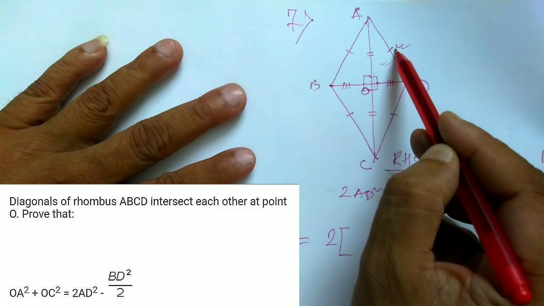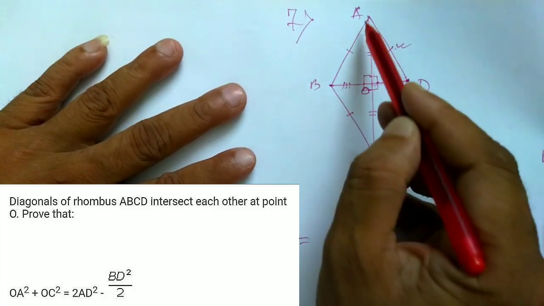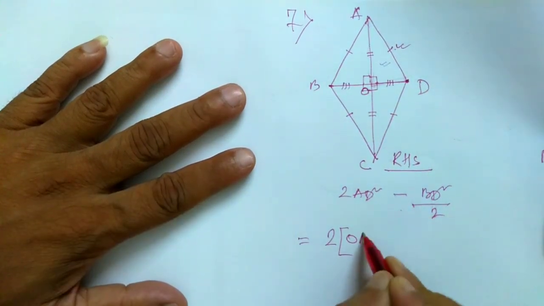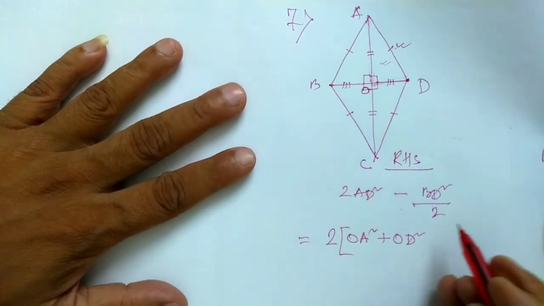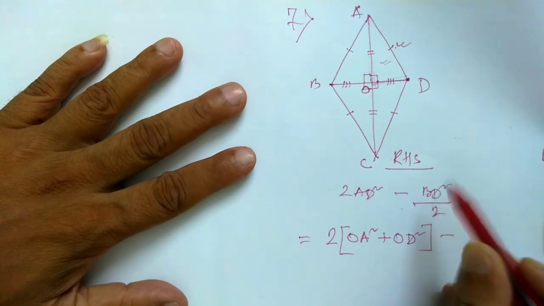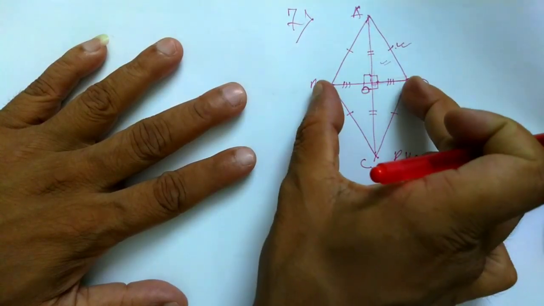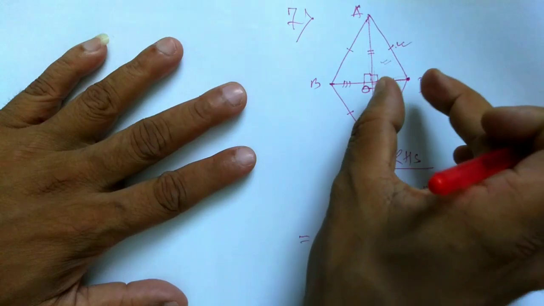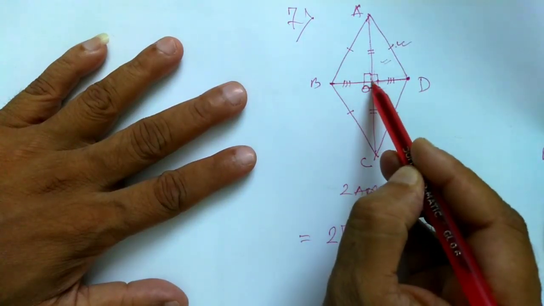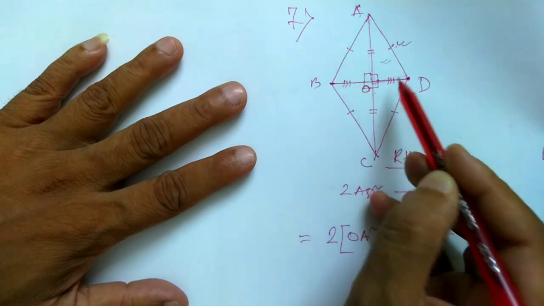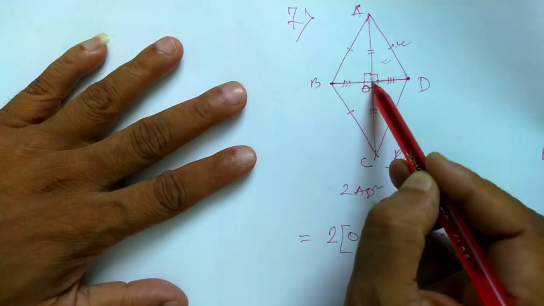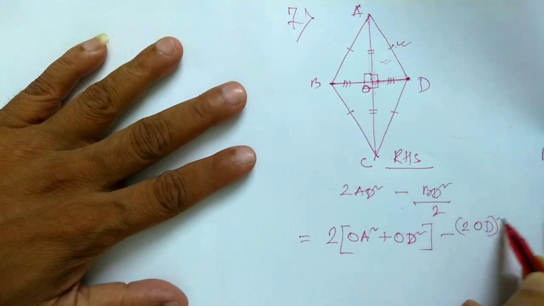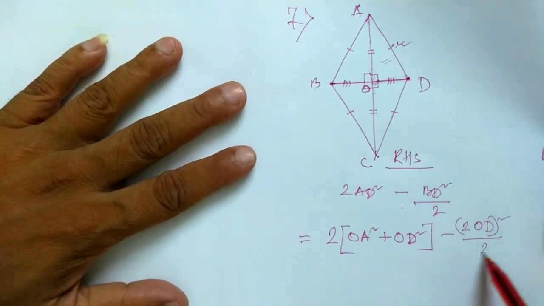So instead of hypotenuse square, I can write perpendicular square plus base square. That is OA square plus OD square. Minus BD square by 2. Instead of BD, I can write BD is twice of OD, because I told you that this part and this part are equal. So instead of BD, I'll write twice of OD, whole square. Since it is BD square, that's why I'm giving square, by 2.